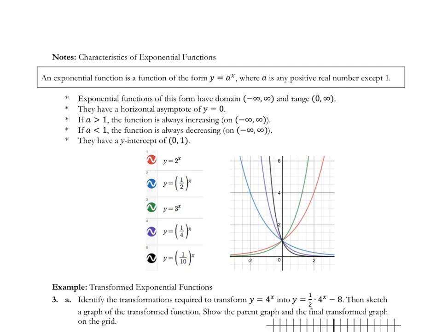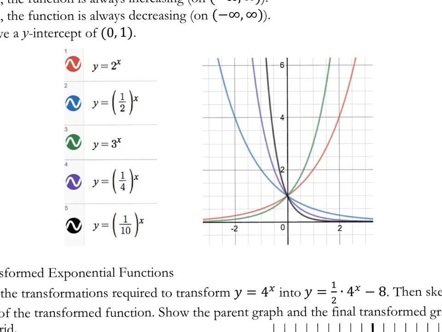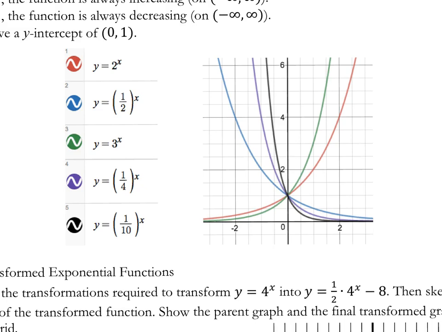And so as you can see with these examples, whether an exponential function is increasing or decreasing, it kind of depends on this number here. So when the base is a number larger than 1, like 2 or 3, notice that the graph is always increasing.